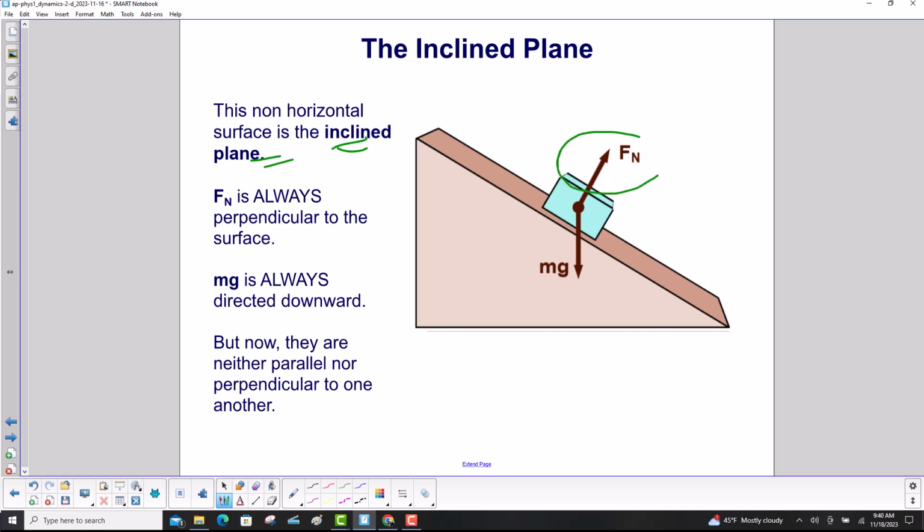The normal is always perpendicular to the surface, so in this case it's pointing off at an angle. mg is always directed downward, but now they are neither parallel nor perpendicular to one another.